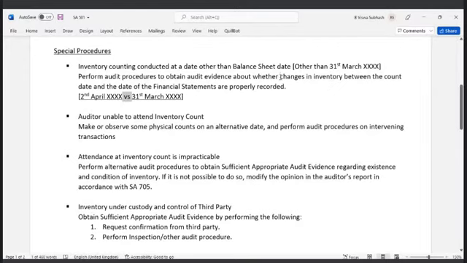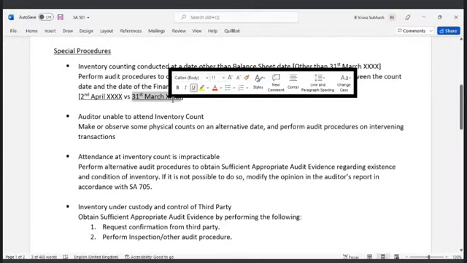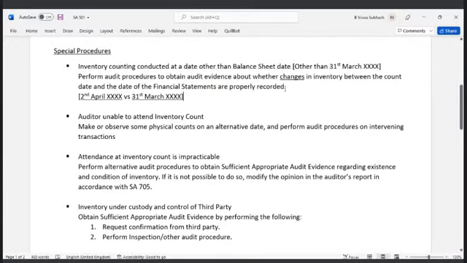So whether the changes in inventory between the count date and the date of financial statements are properly recorded. Are they properly recorded or not? Okay, you can just take a best example.